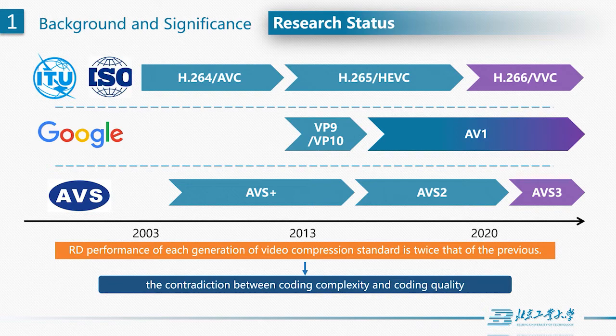Compared with the previous generation, the standard can save nearly 50% bitrate under the same compression quality and obtain higher compression performance. However, the introduction of new technologies such as the partitioning structure, quadratic coding structure for coding units, and more decisions makes the coding complexity increase significantly. At the same time, AWS, Google, and other companies are also developing their own video coding standards.